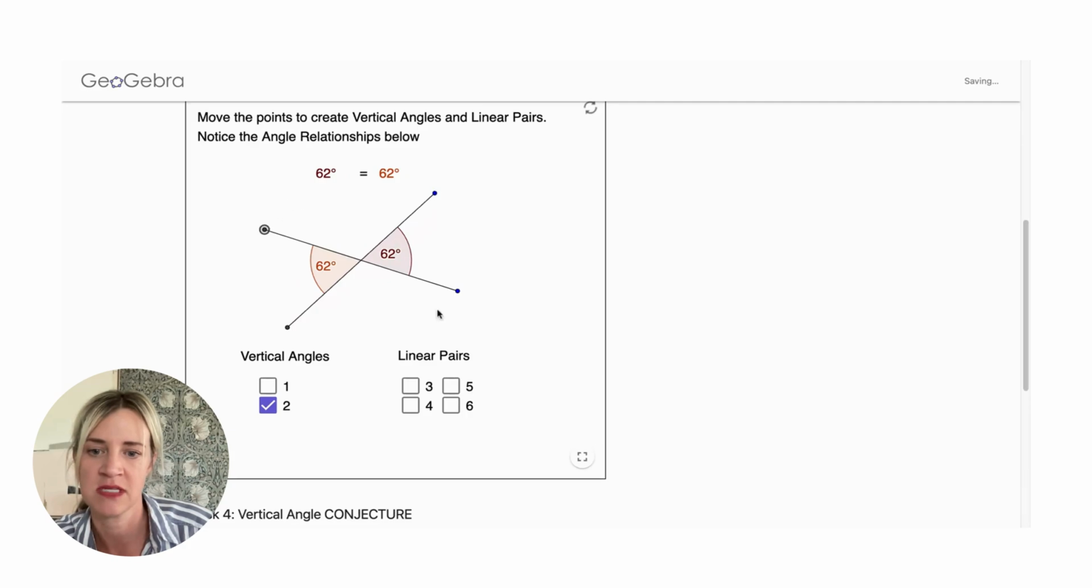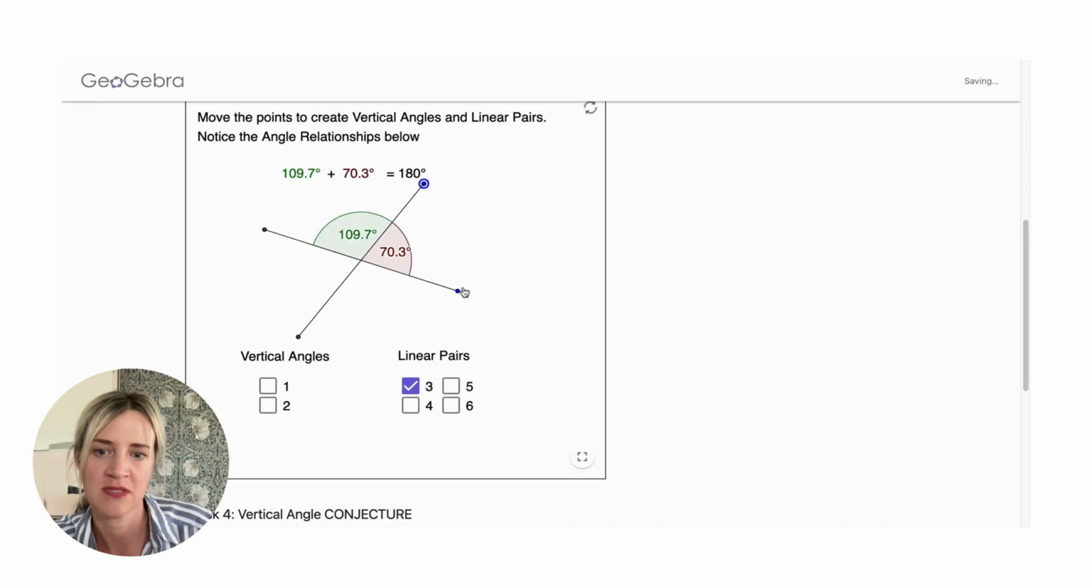You can move them around and you can kind of make conjectures. Those are vertical angles. And then we also have linear pairs, and you can move those around to make conjectures. So spend some time doing that before class if you would like. We are going to work on this together in live class.